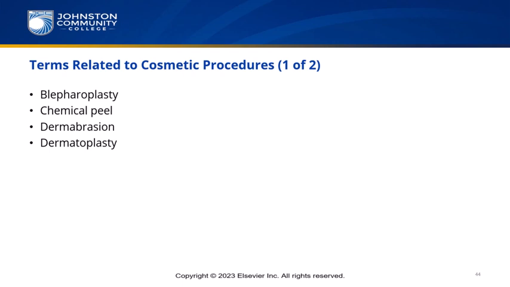Terms related to cosmetic procedures. If you need your eyelids done, you would have to have a blepharoplasty. Blepharo is the combining form for eyelid. Plasty is our suffix for surgical repair. A chemical peel is the use of a mild acid to produce a superficial burn. This procedure is used to remove wrinkles and fine lines from the face.